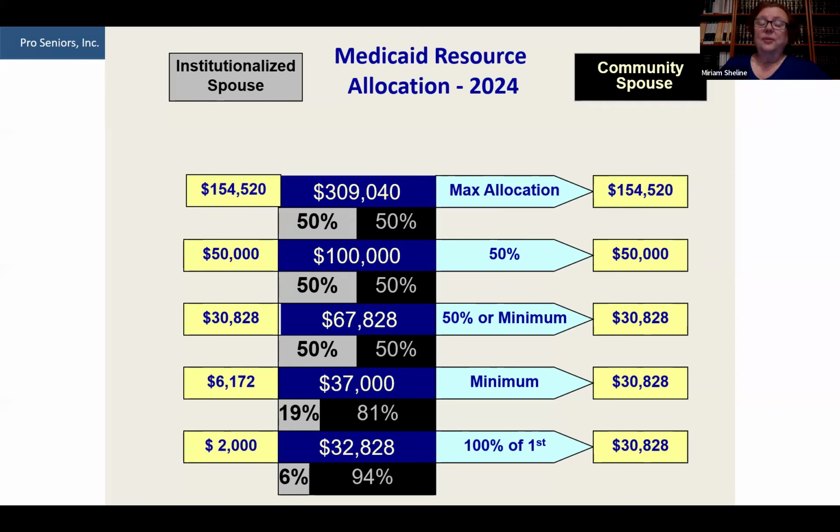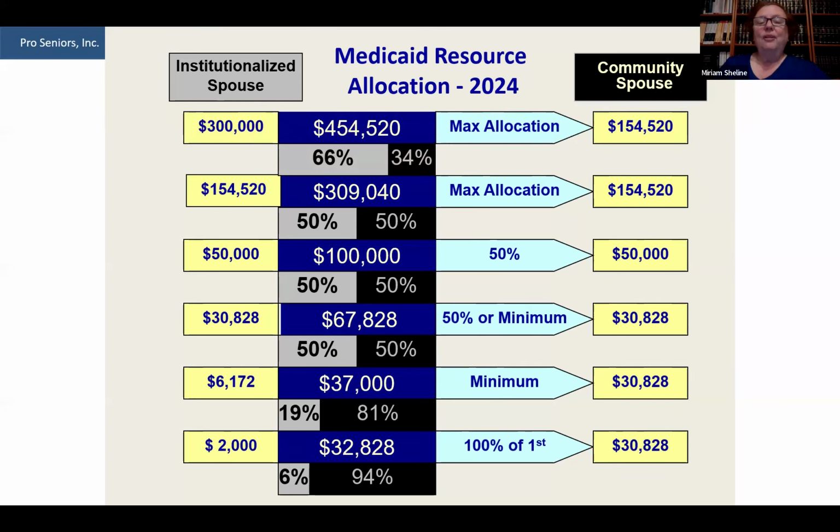If the resources are $309,040, we are still at a 50-50 split, but this is now the maximum allocation for the community spouse. This is the ceiling, 154,520. And then the IS has got the other 154,520, which must be spent down to $2,000 before the IS would qualify.